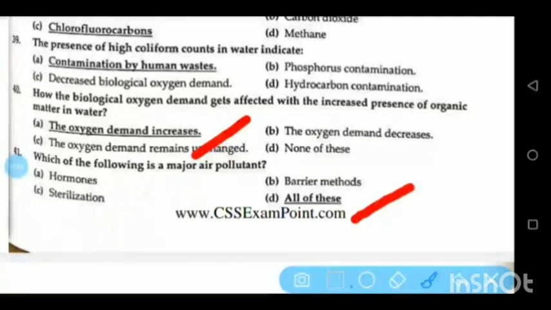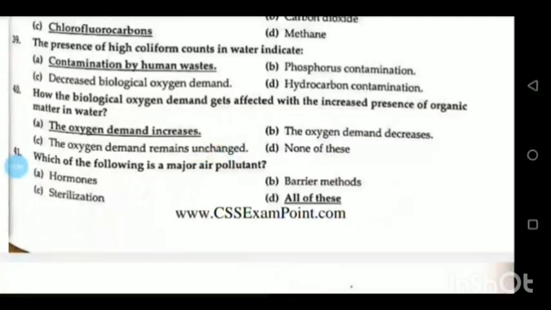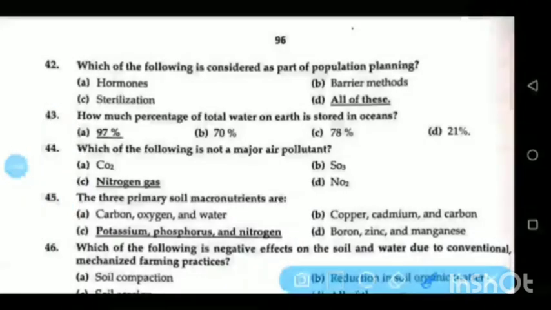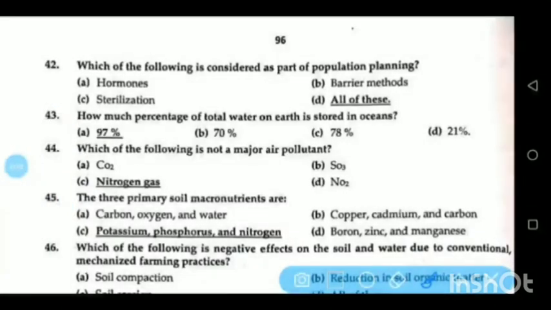All of these: hormones, barrier methods, and sterilization. Which of the following is considered as part of population planning? All of these. How much percentage of total water on earth is stored in oceans? 97%. Which of the following is not a major air pollutant?